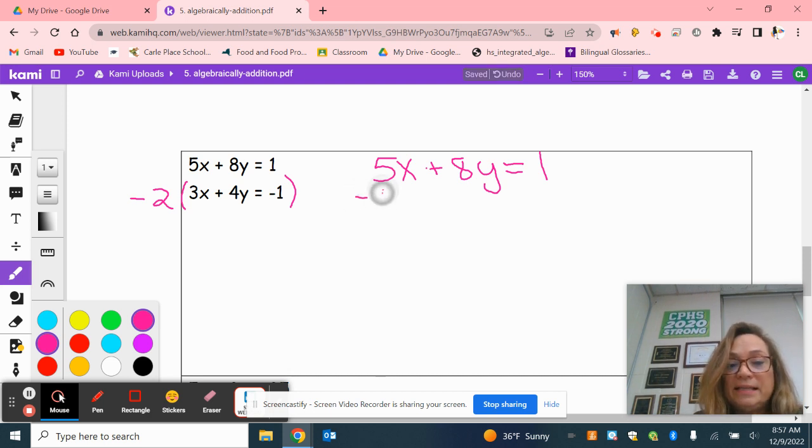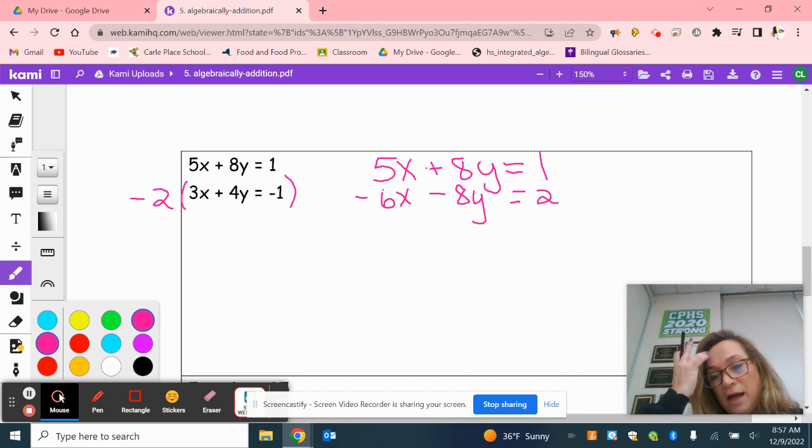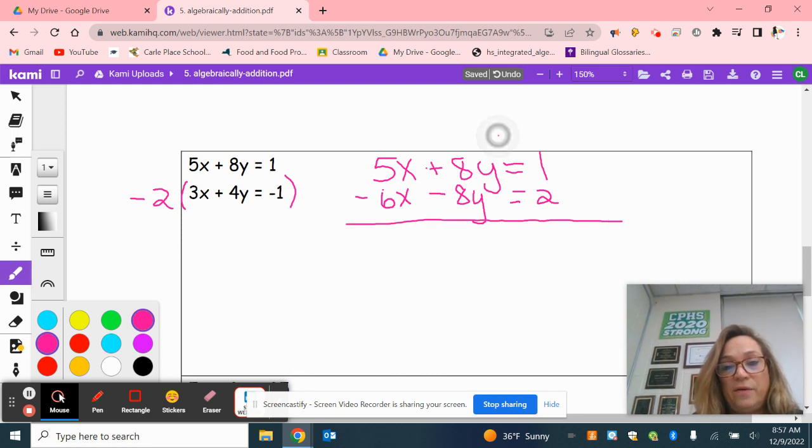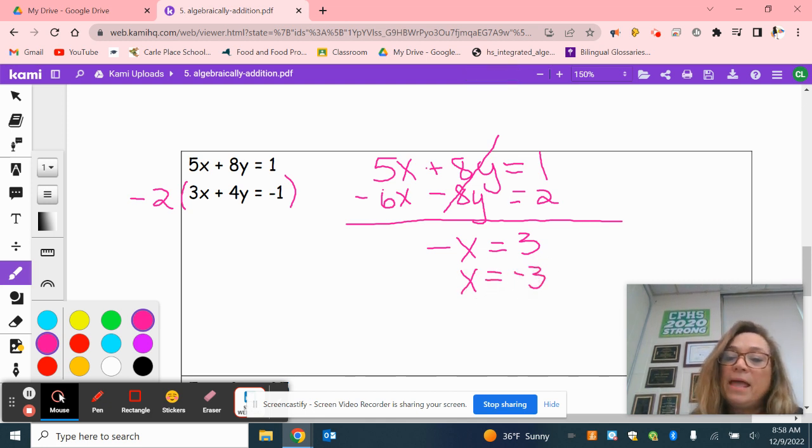Okay, so that's -6x, -8y, and +2. You want to be careful with your signs and you want to make sure you multiply everything. Okay, I have the additive inverses, which is what I wanted. So I get minus x equals 3. So if the negative of x equals 3, the positive of x equals -3.